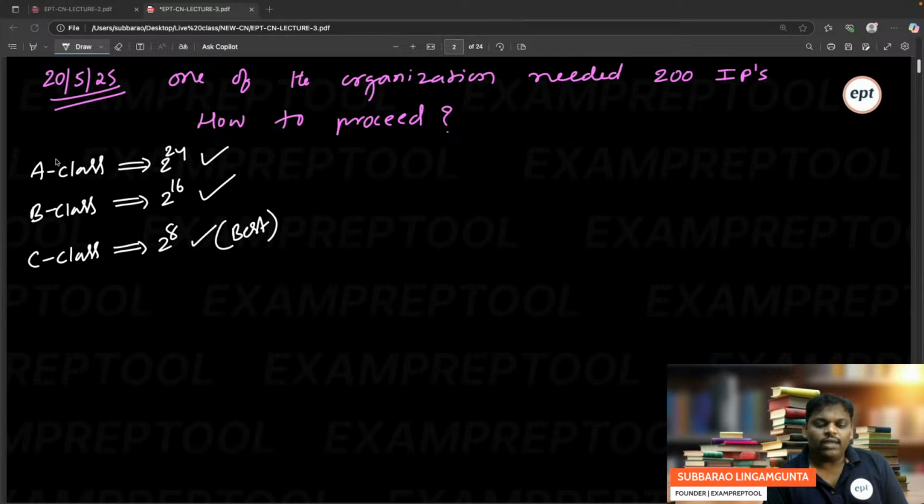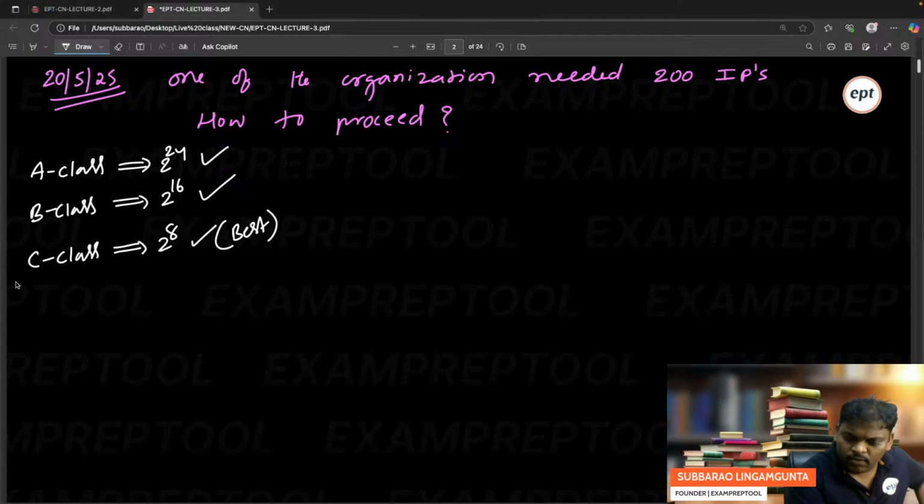If I go for A class, it is 2 power 24 IPs, one B class is 2 power 16, one C class is 2 power 8. The best one among all is 2 power 8, because 2 power 8 means 256. All are possible, but the best one is 2 power 8. So there is no requirement of going further.